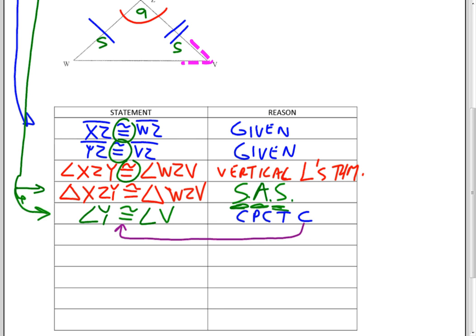We don't know a whole lot right now. That's about it as far as the proofs go. They're going to be 5 lines long, maybe 6 lines long. You know this is the congruency chapter. You're going to be proving triangles congruent no matter what. Sometimes that's the end, sometimes you go a little bit further.